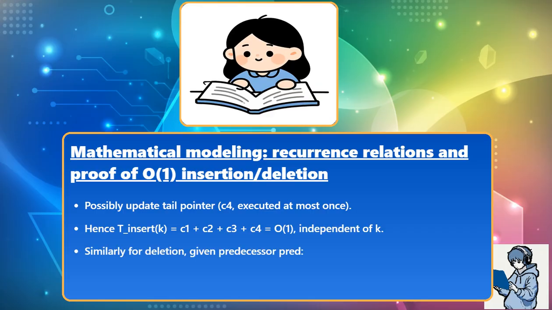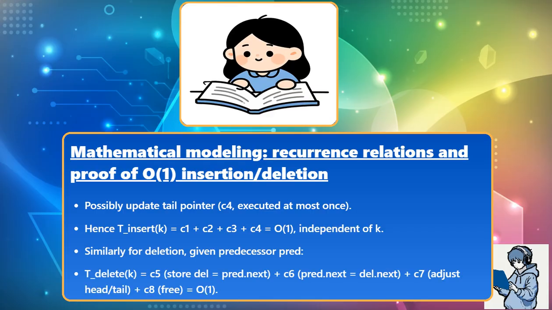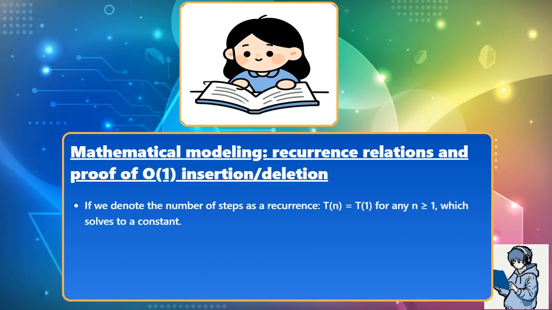Similarly for deletion, given predecessor pred. T_delete(k) equals c5 (store del equals pred.next) plus c6 (pred.next equals del.next) plus c7 (adjust head/tail) plus c8 (free) equals O(1). If we denote the number of steps as a recurrence T(n) equals T(1) for any n greater than or equal to 1, which solves to a constant.